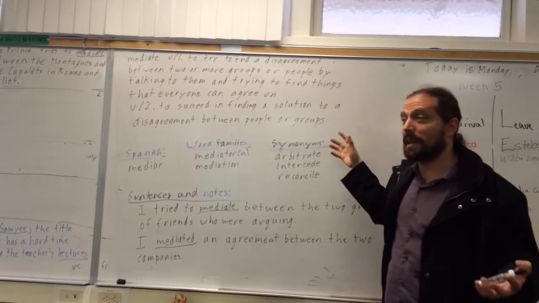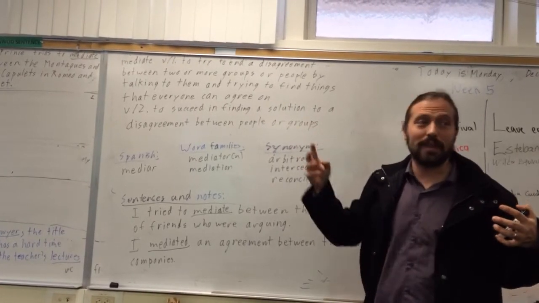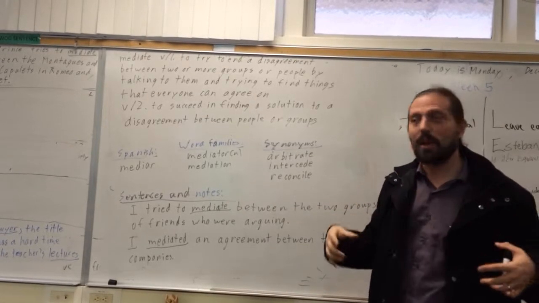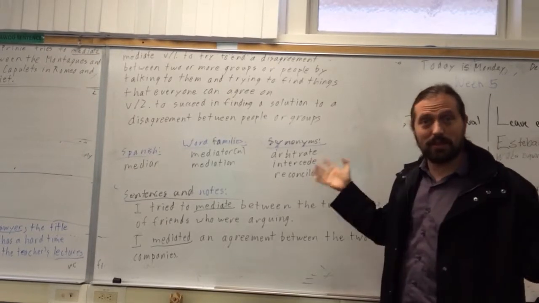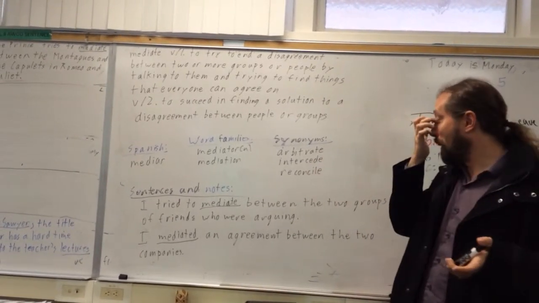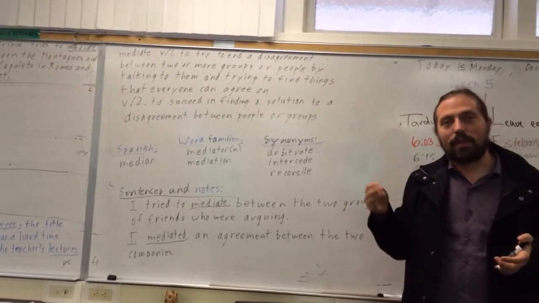Definition 2 is almost the same, but in definition 2, it's to succeed. So mediate can have two meanings. It can mean you're trying to solve a conflict between people or groups, or number 2, you succeed in finding a solution to a disagreement. Either one, same word. So the key thing to notice is that mediate means it's the third person.